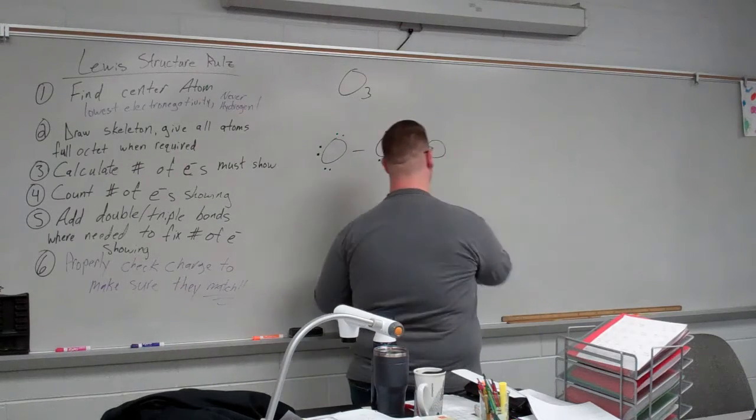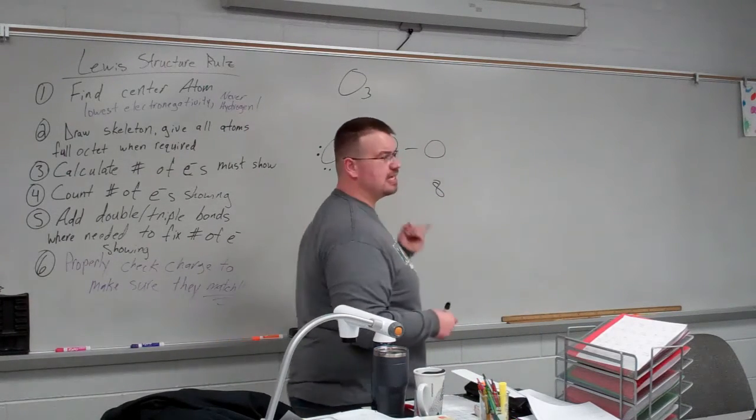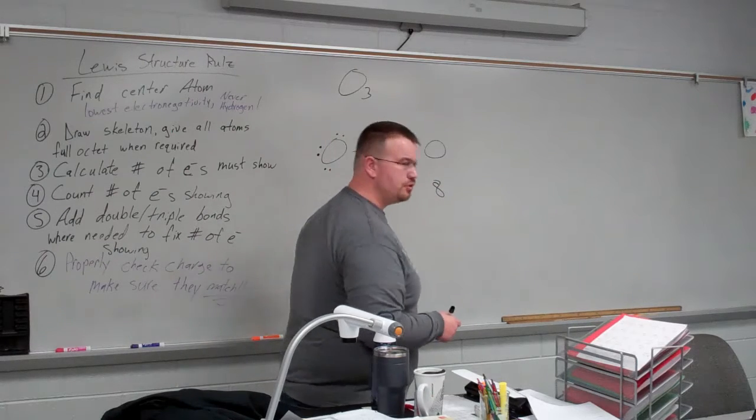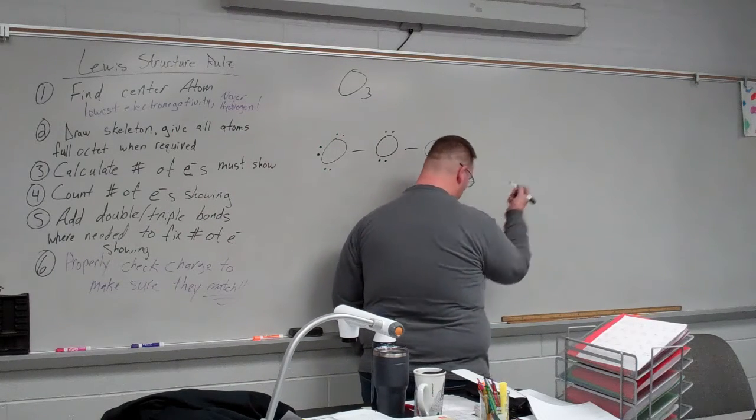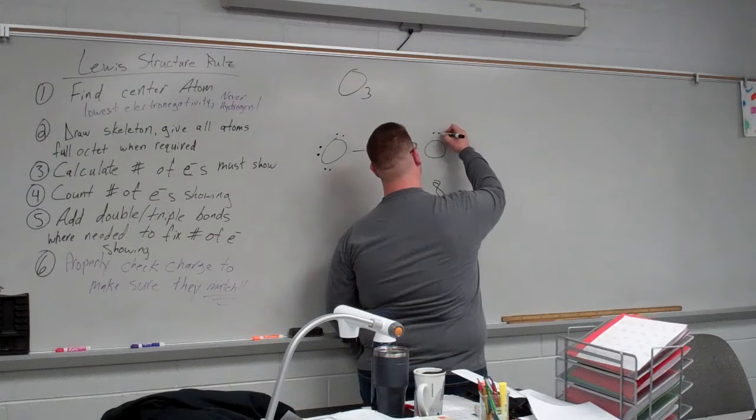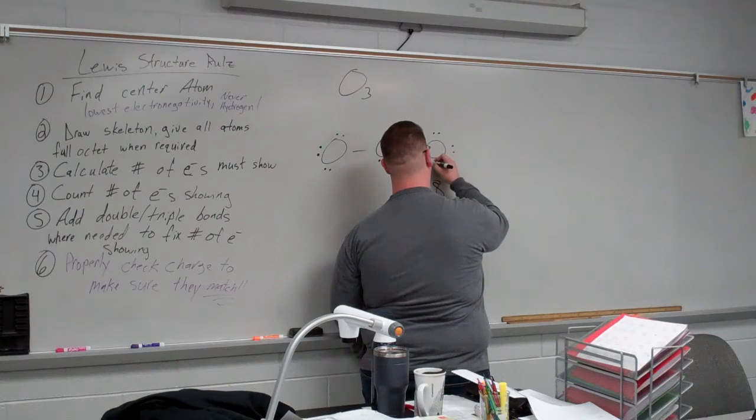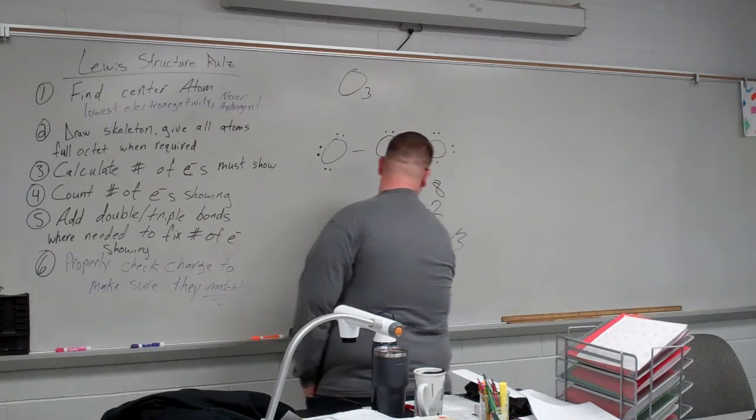All right, let's go with this oxygen, and it wants 8. How many does that oxygen on the end have? 2. 8 minus 2 is 6. 3 lone pairs.